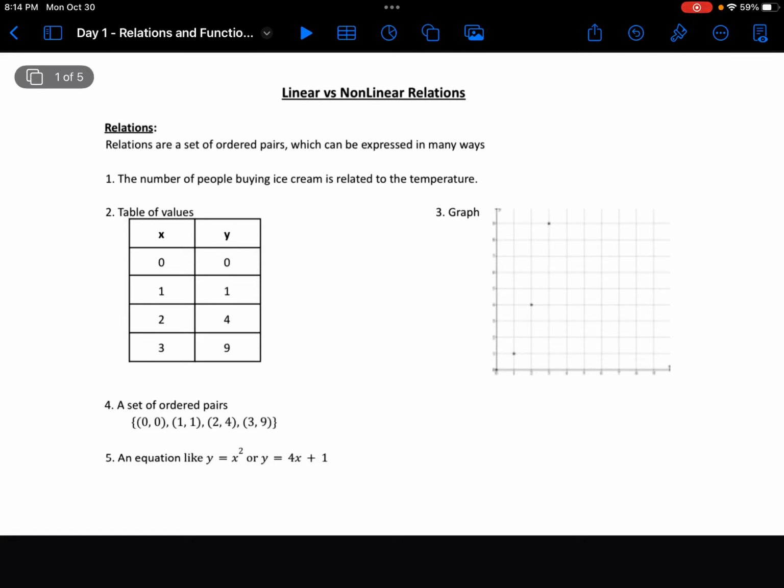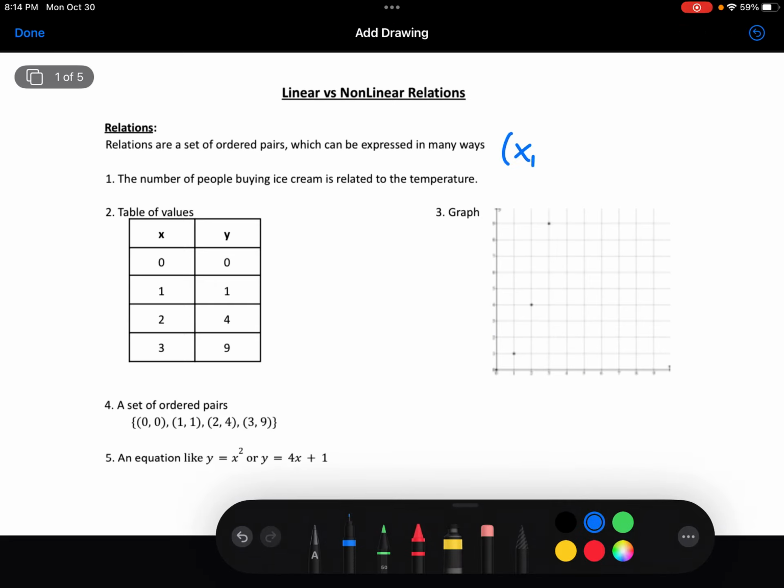So when we're looking at relations and we're talking about linear versus nonlinear, there's a lot of things that we have to remember from grade 9. But first, just looking at a relation is a set of ordered pairs. So it's a bunch of pairs that we're putting together. Remembering that an ordered pair is always going to be x and then y.